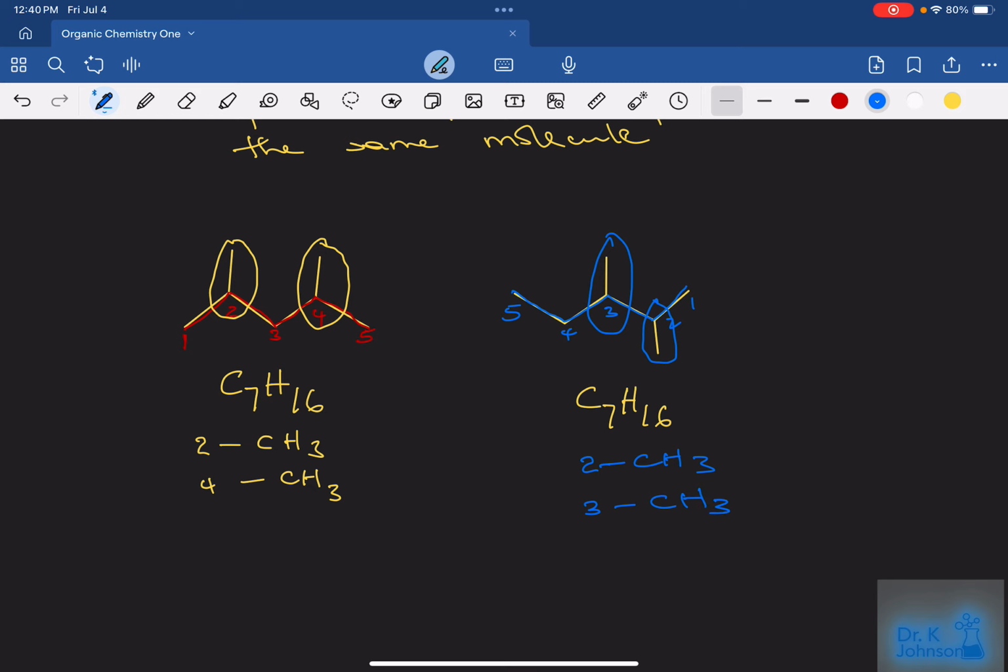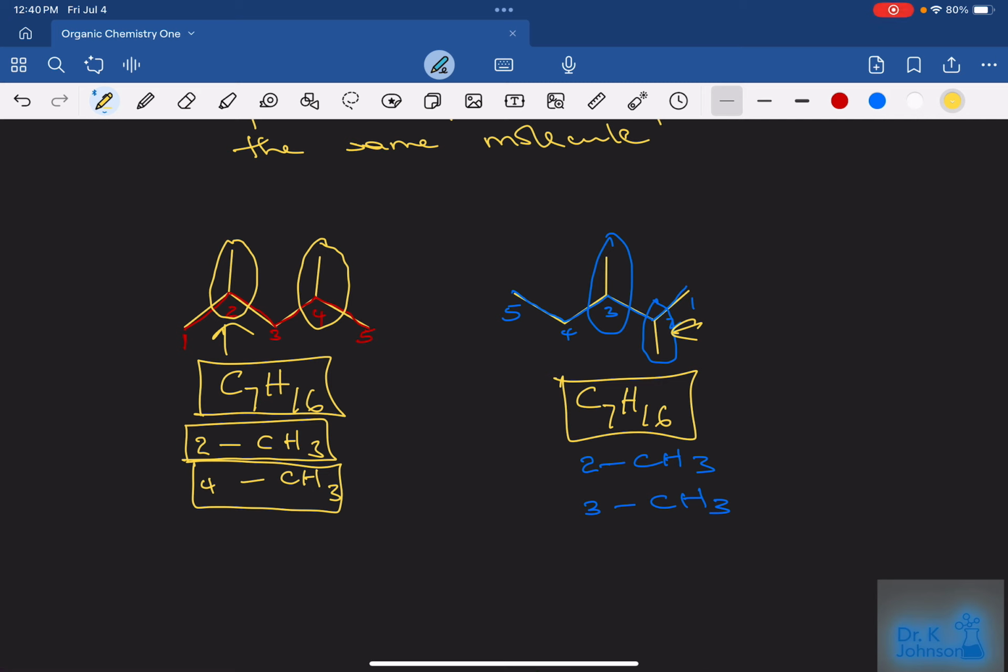So this tells me the connectivity in these two molecules is not the same. Because on carbon 2, I have a CH3. Same thing happening over here. But look at 4. Carbon 4 here has a CH3 group. Carbon 4 over here does not have any. The CH3 is on 3, which tells me that the connectivity is not the same. So I have the same molecular formula, but different connectivity. So voila, these are constitutional isomers.